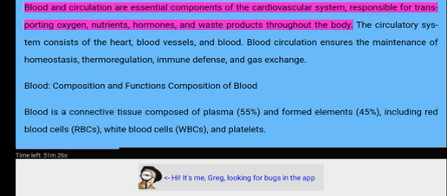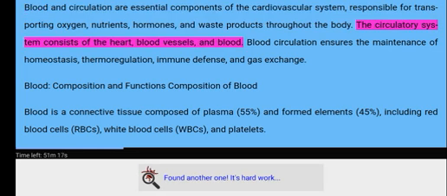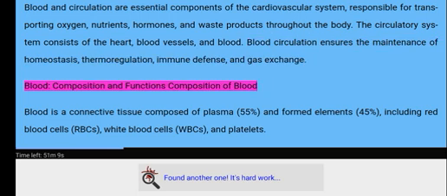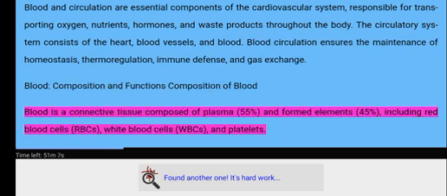Blood and circulation are essential components of the cardiovascular system, responsible for transporting oxygen, nutrients, hormones, and waste products throughout the body. The circulatory system consists of the heart, blood vessels, and blood. Blood circulation ensures the maintenance of homeostasis, thermoregulation, immune defense, and gas exchange. Blood: composition and functions.